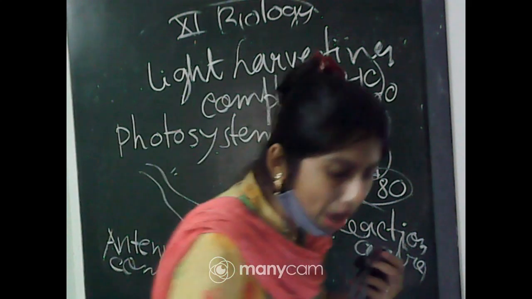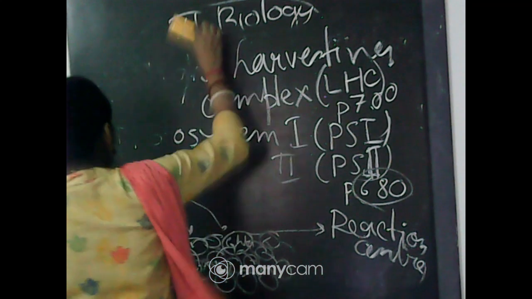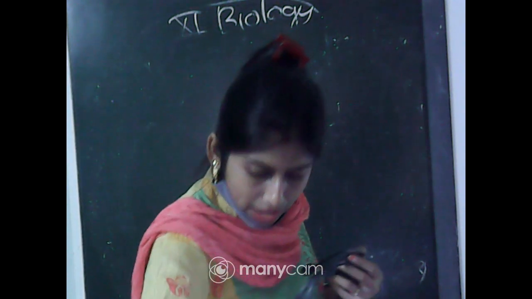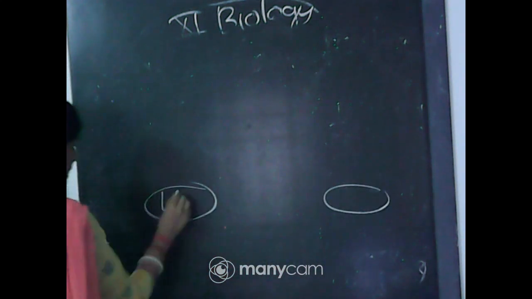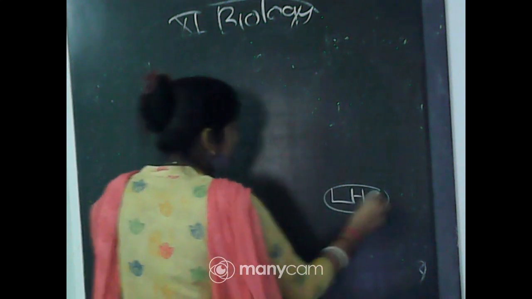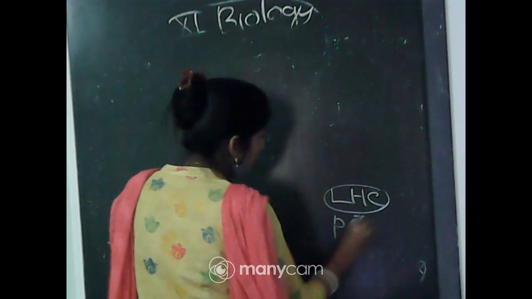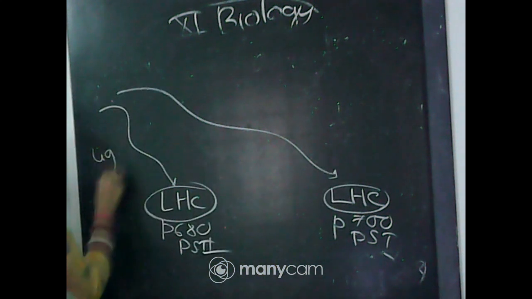Now we have to know what reaction takes place after that. First we will learn non-cyclic photophosphorylation, or the electron transport chain. For that I will draw the light harvesting complexes. This one is P680 and this one is P700. So this one is PS2, and this is PS1. You will see how PS2 is required first. So these are the light.